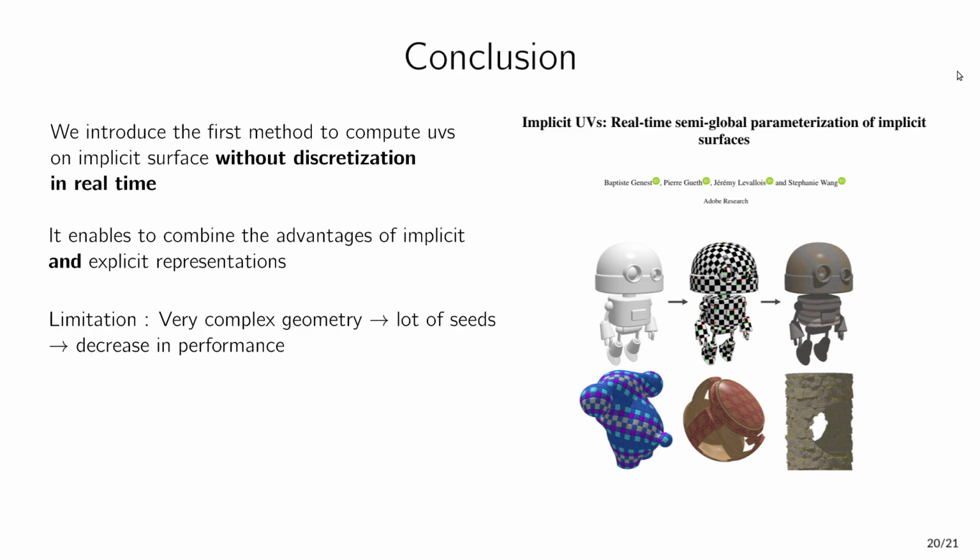And of course, the limitation is that when you have a very complex geometry, you have to place a lot of seeds, and so you can see a decrease in performance. But a kind of counter-argument to that is that you can replace your complicated shape with a simpler one with a normal map, as we do with meshes, for example.